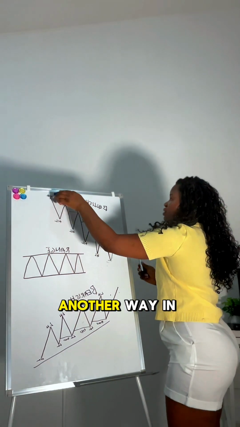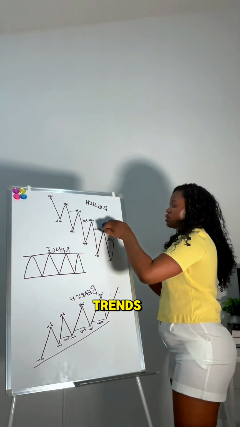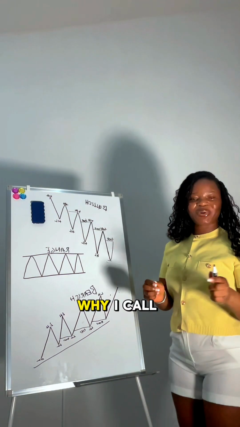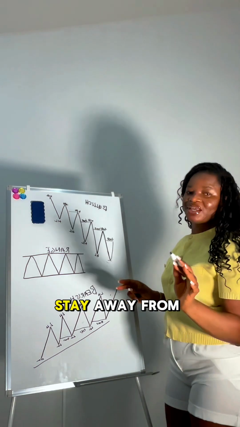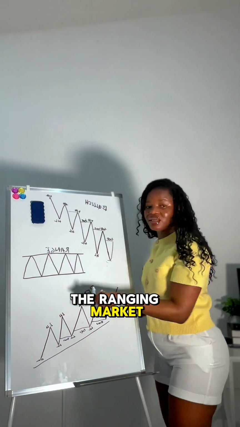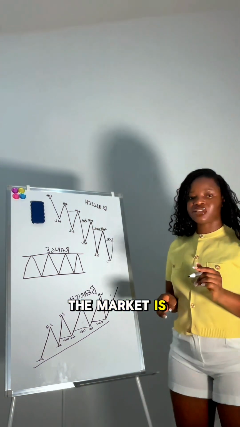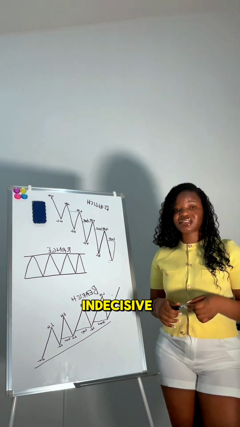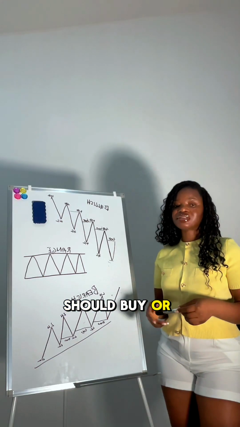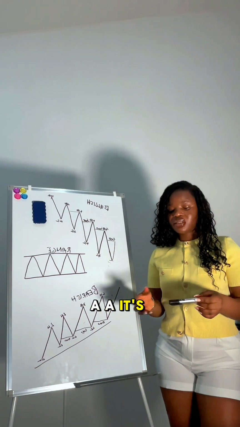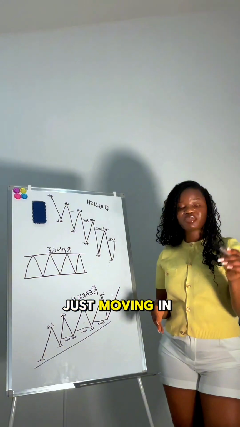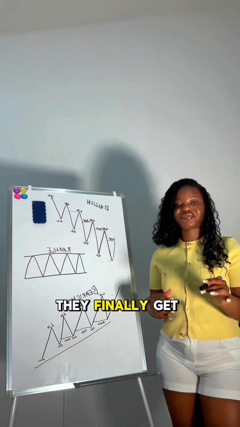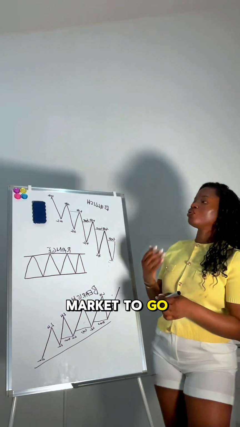All right, so we have another way in which the market trends. This one is somehow my enemy. Why I call it my enemy is because it makes me just stay away from the market. So we have the ranging market. What happens when the market is ranging? You wait. And what is the ranging market? A ranging market is when the market is just being indecisive. The market does not know if it should buy or sell. It's just stuck in a place, moving in a loop till finally the buyers or the sellers push the market in a direction.